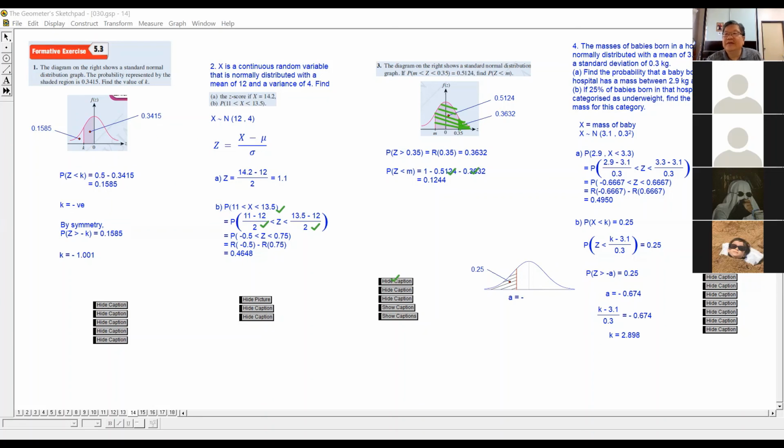Next question. Next question is this one. Okay. Next question is this one, right? So, Li Ying, can you read the last question?